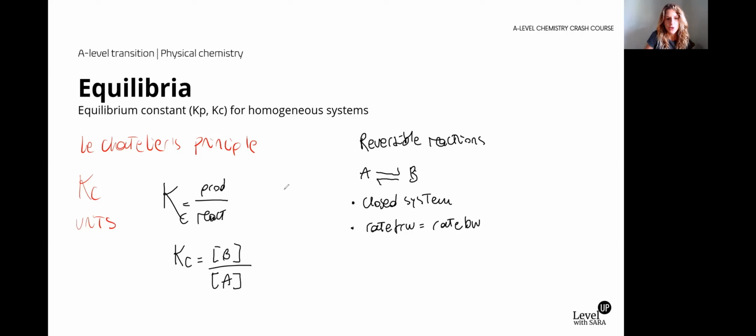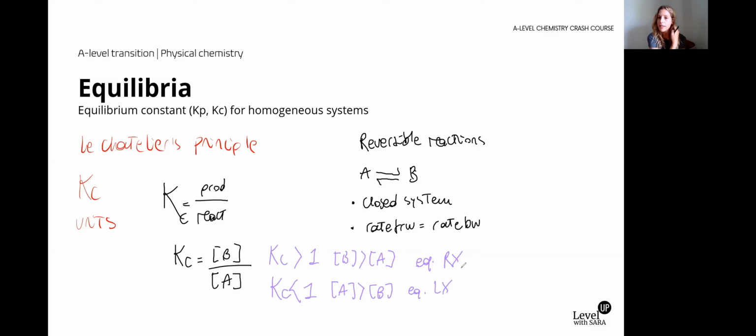That's what it means. So if Kc has a value bigger than 1, it means that the concentration of B is bigger than the concentration of A. So this tells us that the equilibrium is where, right or left? What do you think? Right or left? If B is bigger, it would be to the right. Okay? If Kc is smaller than 1, it means the opposite, that A is bigger than B, so the equilibrium would be on the left. So keep in mind this concept because it's fundamental for acids and bases.